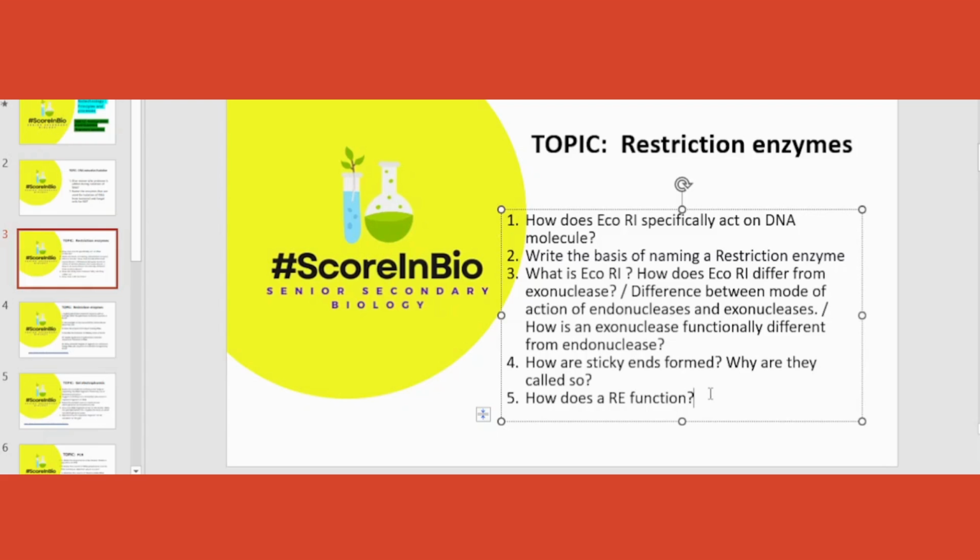The same question in another way is, what is the difference between endo and exonucleases? What is the difference? One cuts from within, one from outside. Everything again explained in detail.